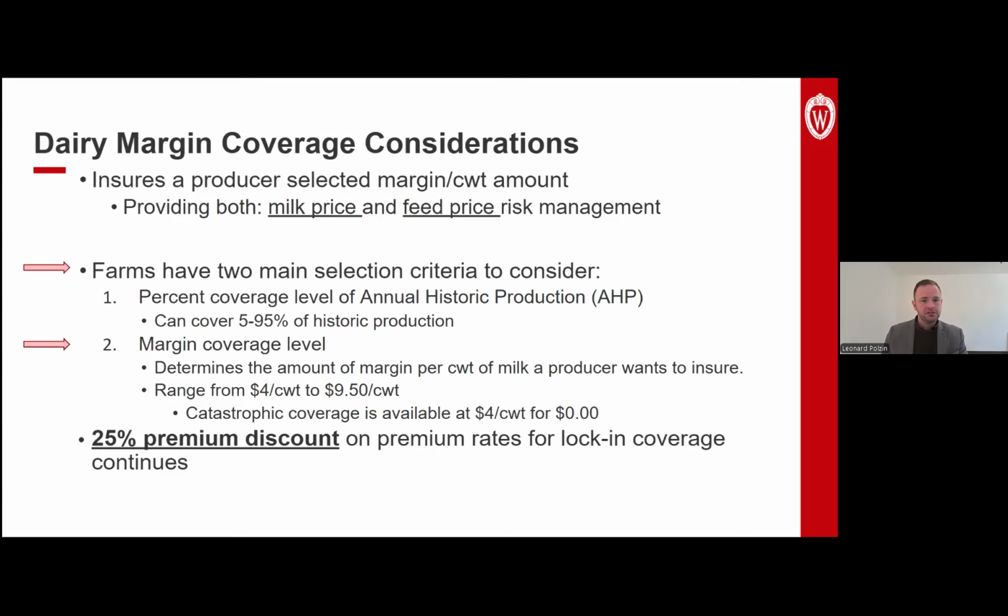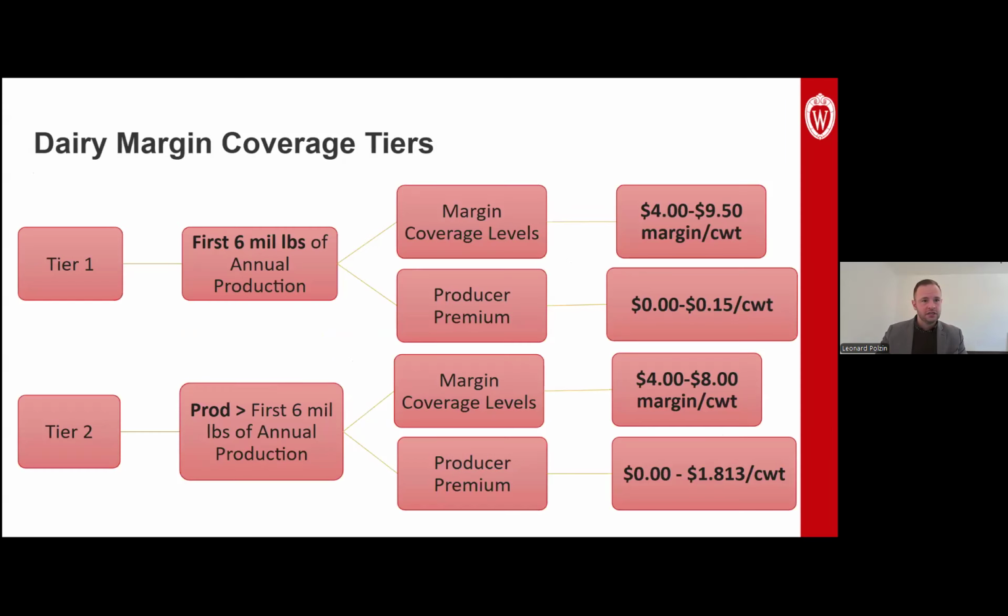The other thing that you can choose is your coverage level. Your coverage level determines the amount of margin per hundredweight that you want to insure or protect against. So again, that's margin, income minus feed cost, and it goes from $4 to $9.50. Historically, we have seen a lot of folks choose the $9.50 margin at that 95% coverage level. And there is a 25% premium discount when you lock in coverage when you enroll. When you do that, you're enrolling and locking in a multi-year time period. We'll get more details on that in just a second.